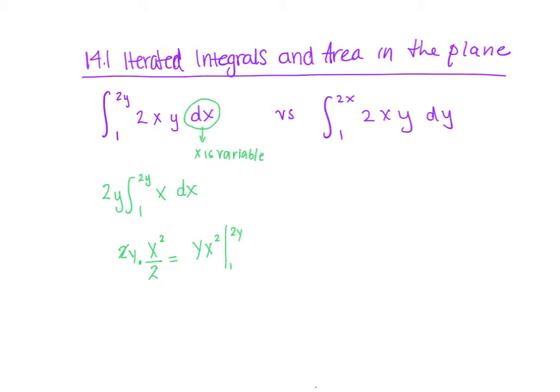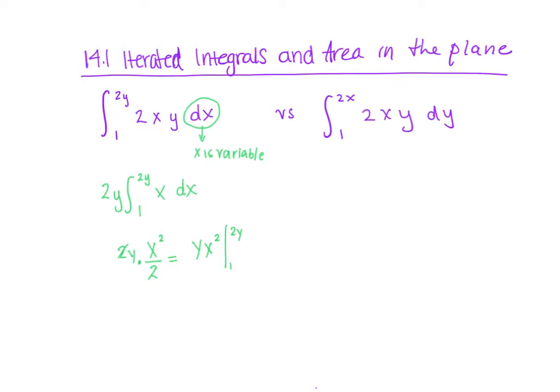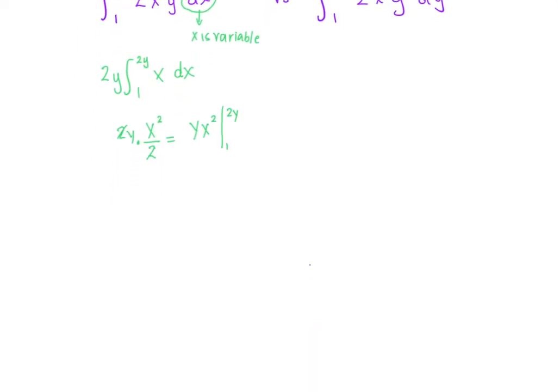And now I can plug in my limits here. I've got y times 2y squared minus y times 1 squared. So I end up with 4y to the third minus y. And that's my integral.